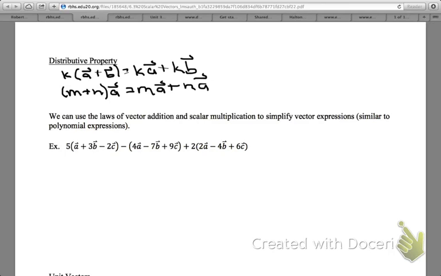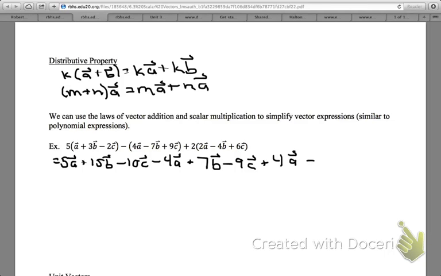So let's go ahead and do so. We're just going to multiply this 5 by each of the vectors inside the bracket. So we have 5 vector A plus 15 times vector B minus 10 times vector C, minus 4 times vector A plus 7 times vector B minus 9 times vector C. Now multiply that 2 into our third bracket, so we get 4 vector A minus 8 vector B plus 12 vector C.